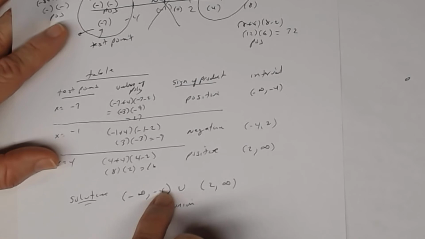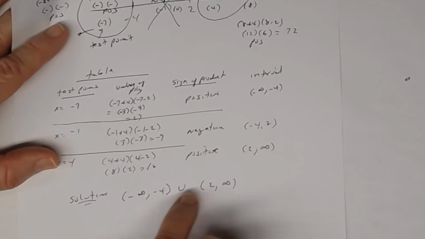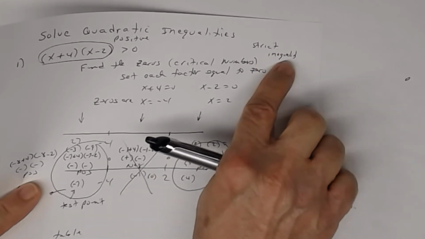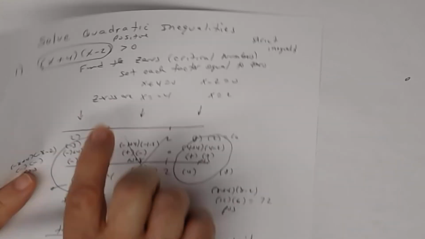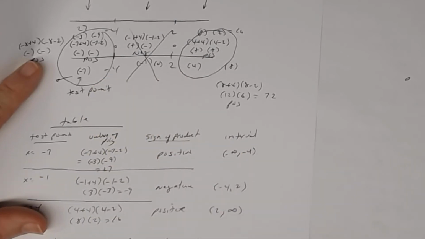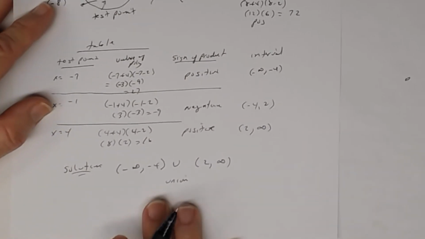For those zeros, negative 4 and 2, we have to use parentheses because there's no equal sign here. It's a strict inequality. Whenever there's no equal sign, you're going to use parentheses at those zeros. And that's all you do. That's all you do. All right?